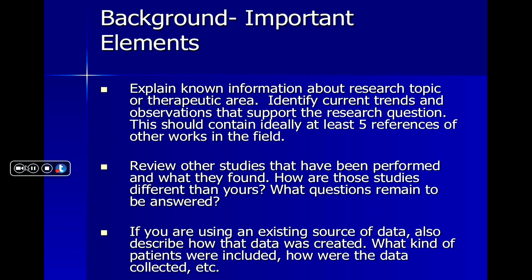When writing your background, you want to explain known information about the research topic or therapeutic area. You're identifying current trends and observations that support your research question. This should contain at least 5 references of other works in the field, if not more. You want to review other studies that have been performed and what they found. How are those studies different than yours? You should address this as well as what questions remain to be answered.